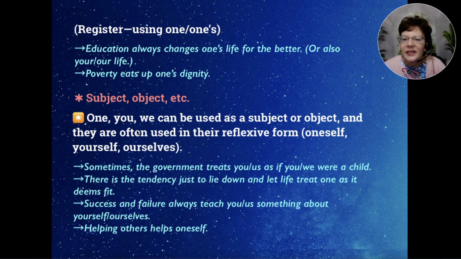Okay, one, you, and we can be used as a subject or object, and they're often used in their reflexive form. For example, oneself, yourself, and ourselves. So for example, sometimes the government treats you or us as if you or we were a child. So you can use either one. They just have to agree. You would correspond to you and us to we.